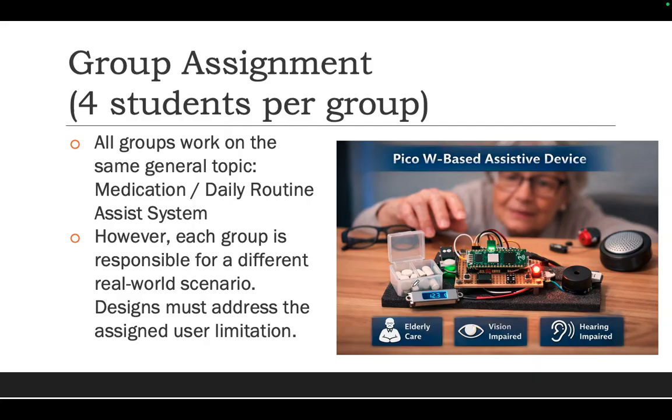All groups work on the same general topic, a medication and daily routine assistance system. However, each group is responsible for a different real-world scenario. Designs must address the assigned user limitation.